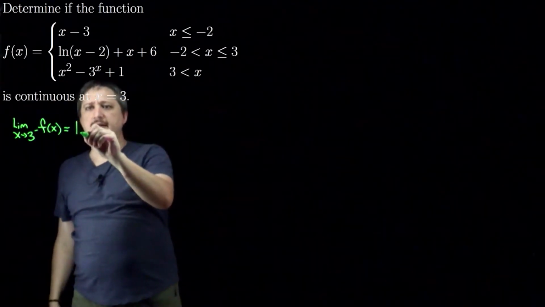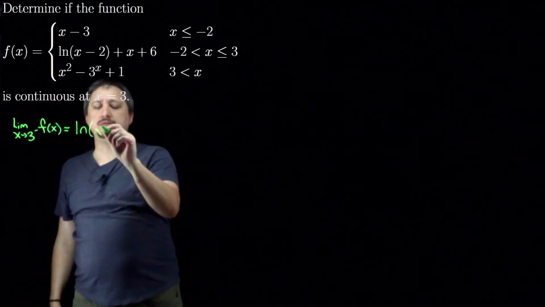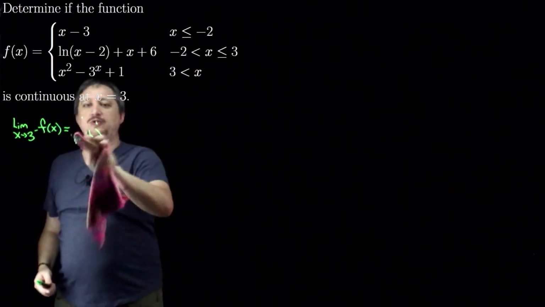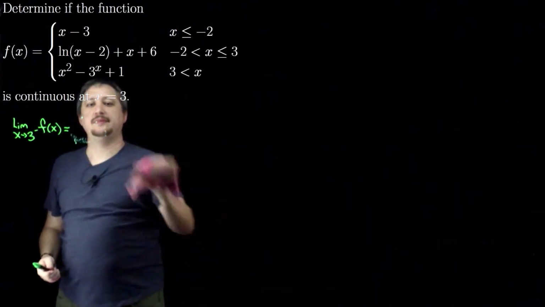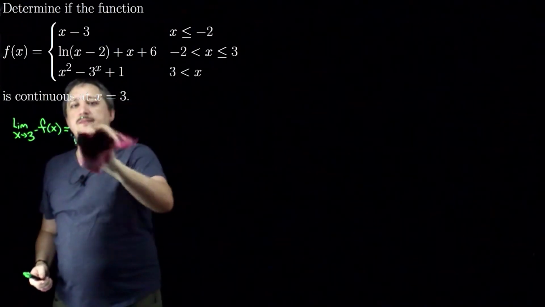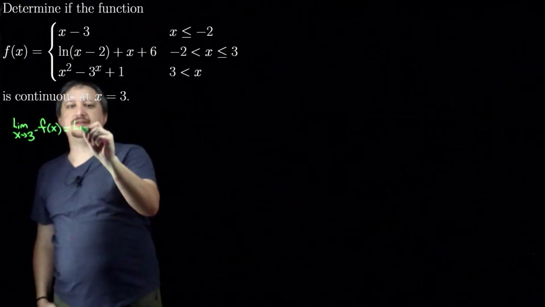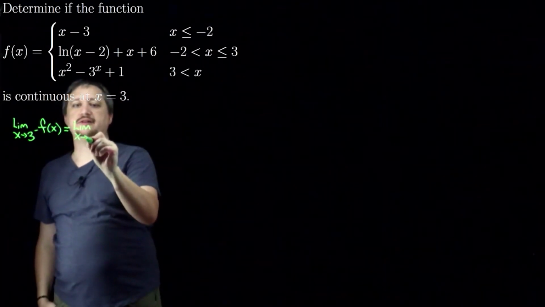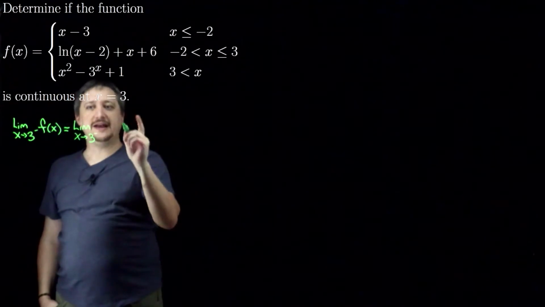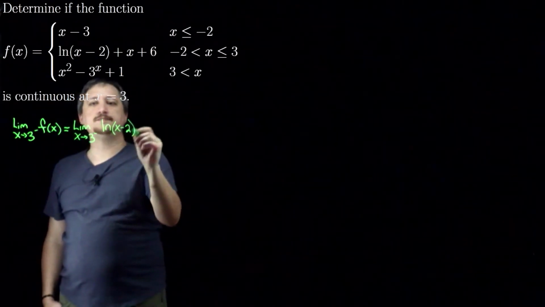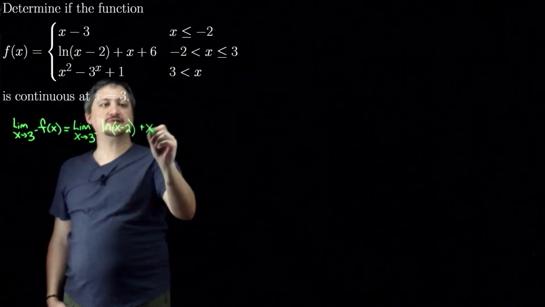So I'm going to look at natural log of, almost did it. Almost made that mistake. I don't want to write the function yet because I'm still taking the limit. So this is the limit as x approaches 3 from the left. Now I write it: natural log of x minus 2 plus x plus 6.